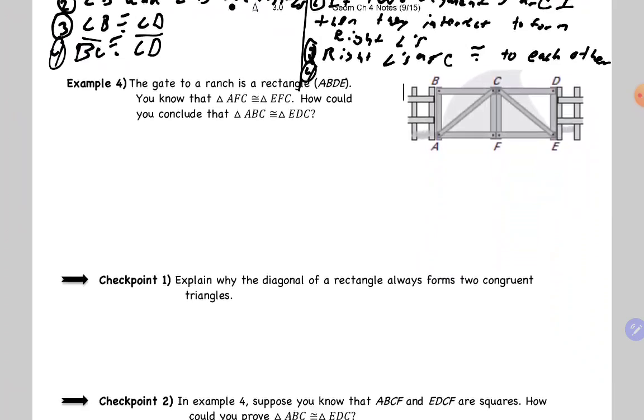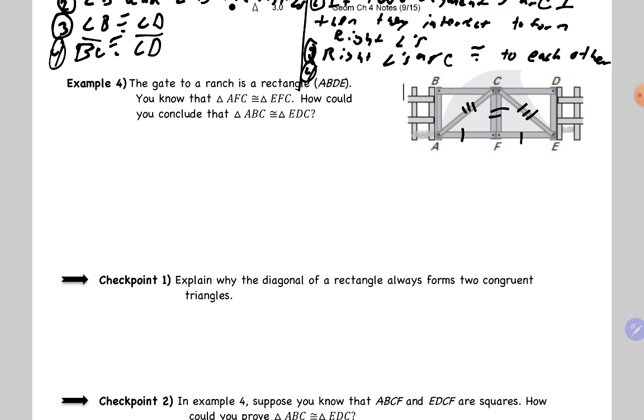Okay, example 4. The gate to a ranch is a rectangle. You know that triangle AFC is congruent to EFC. So this is congruent to that. These are congruent to that. And those are congruent to that. How can you conclude that ABC is congruent to the other? Okay, so they want the upper left triangle. They want to know if the upper left triangle is congruent to the upper right.